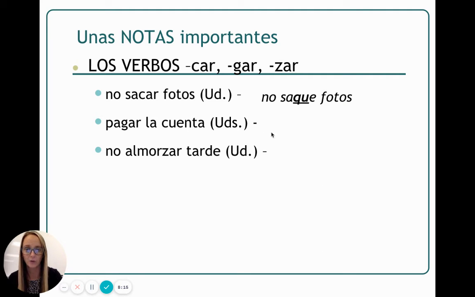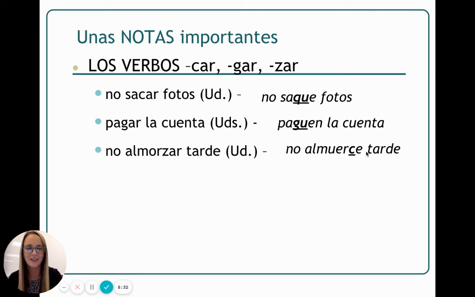No saque fotos. Usted, you, do not take pictures. You guys don't pay the check. No paguen la cuenta, or paguen la cuenta, I apologize, that says pay the check. Don't have lunch late. No almuerce tarde. So why is this one plural and this one singular? Simply because that's what I put, plural and singular. I asked you for ustedes here, and I asked you for usted here.